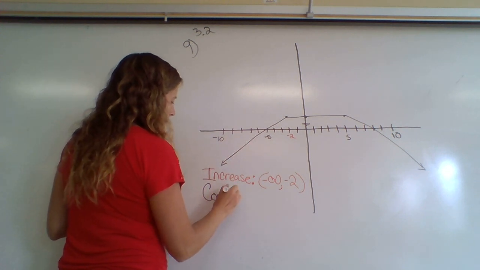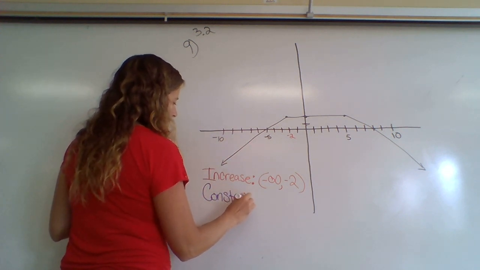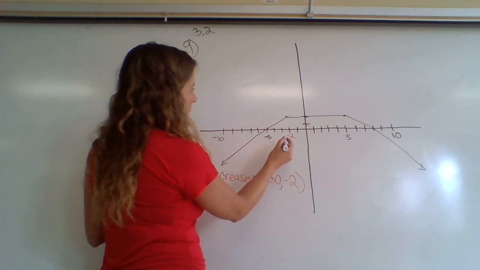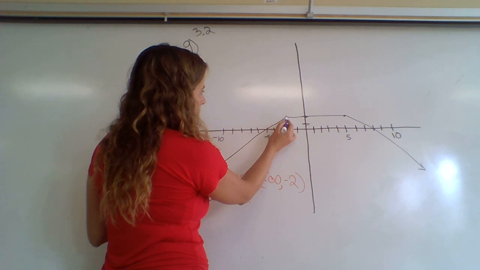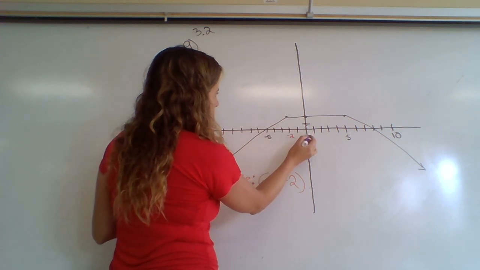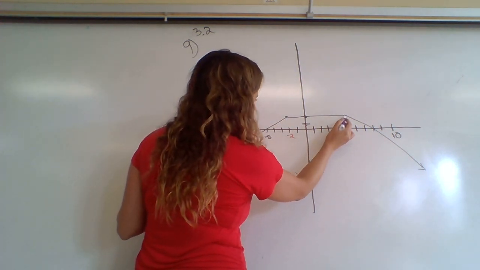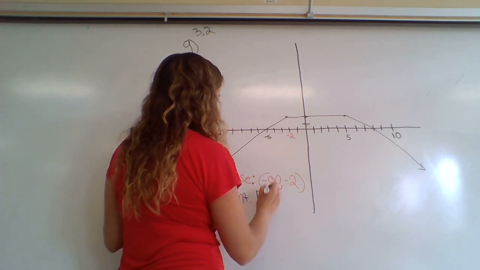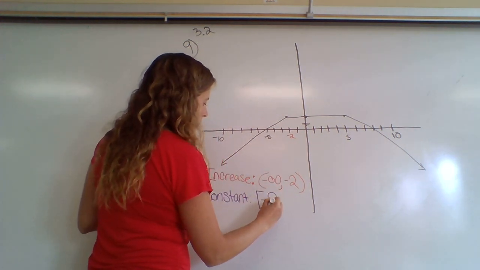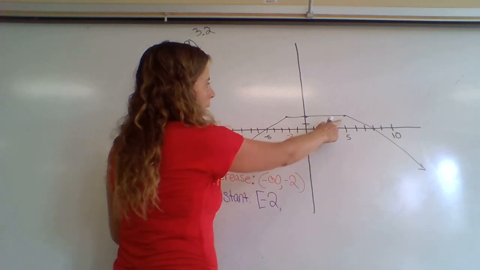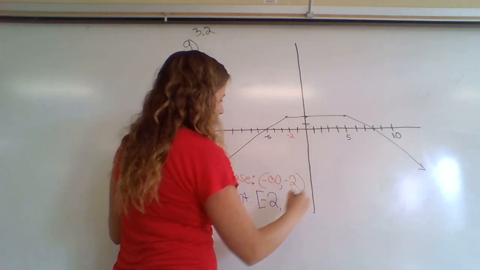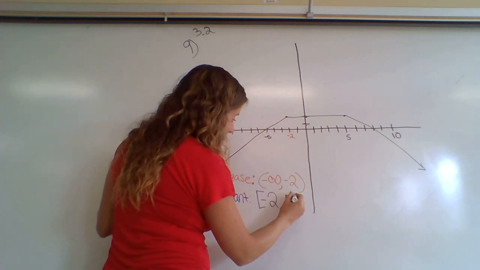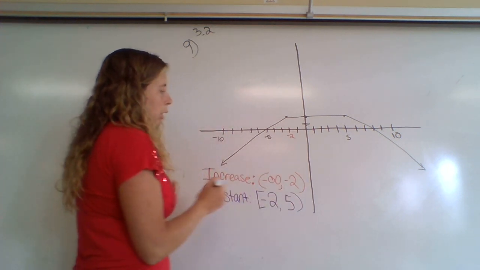Constant means it stays the same. So that's from x equals -2 to x equals 5. We're being constant, so we're going to use a bracket on -2. But then as soon as we hit 5, we start decreasing, right? So I'm going to put 5, but then I'm going to put a parenthesis, because as soon as we hit 5, something changes.